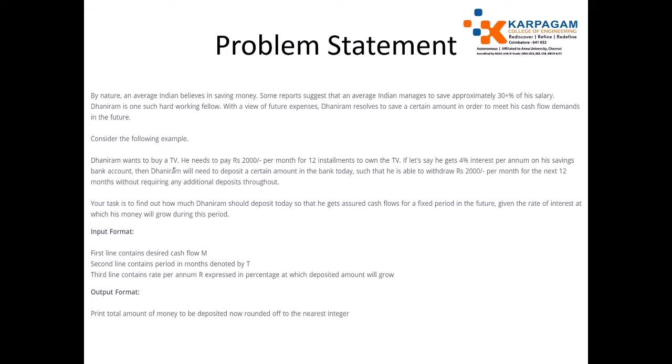Dhaniram wants to buy a TV. He needs to pay 2000 per month for 12 installments to own the TV. If, let's say, he gets 4% interest per annum on his savings bank account, then Dhaniram will need to deposit a certain amount of money in the bank today, such that he is able to withdraw 2000 per month for the next 12 months without requiring any additional deposit throughout.